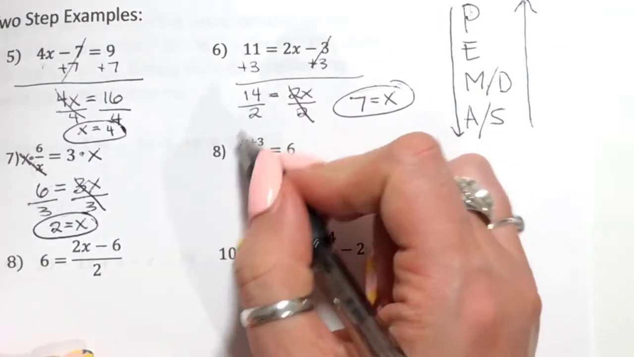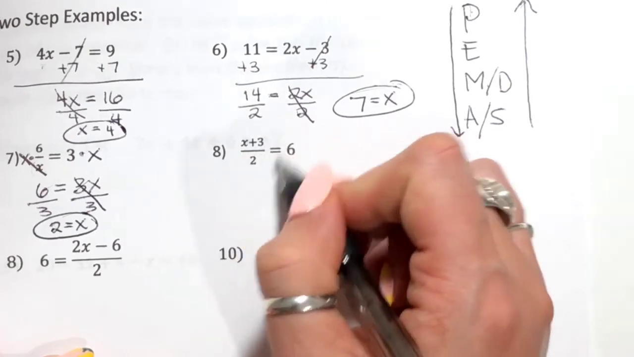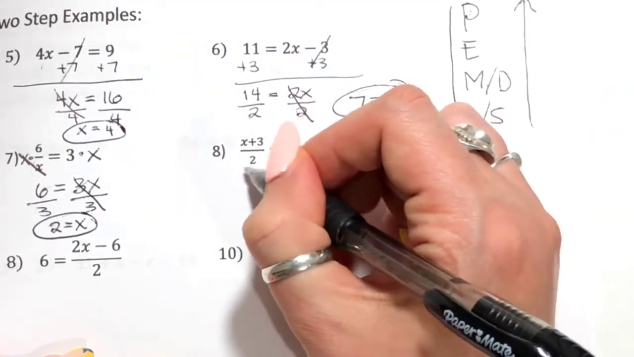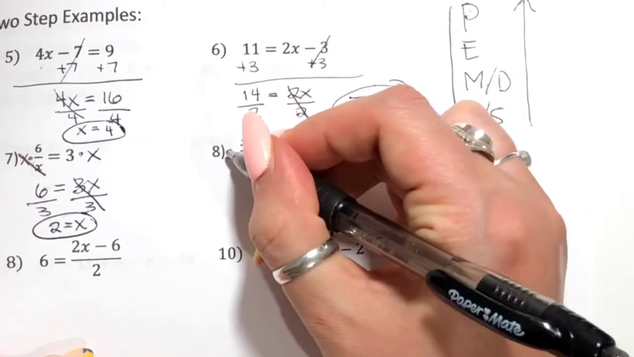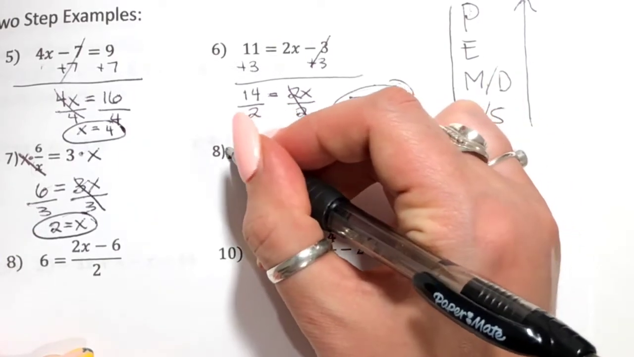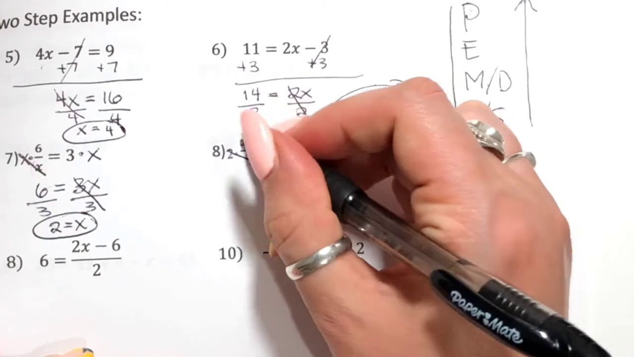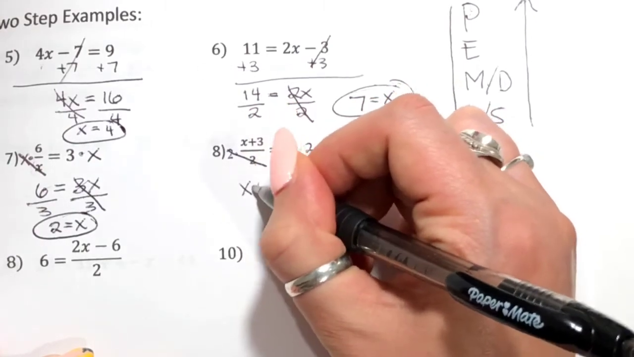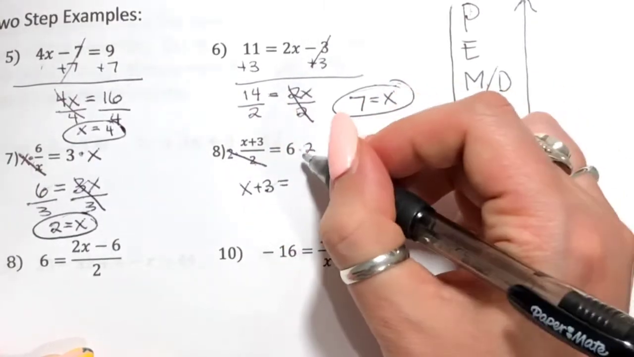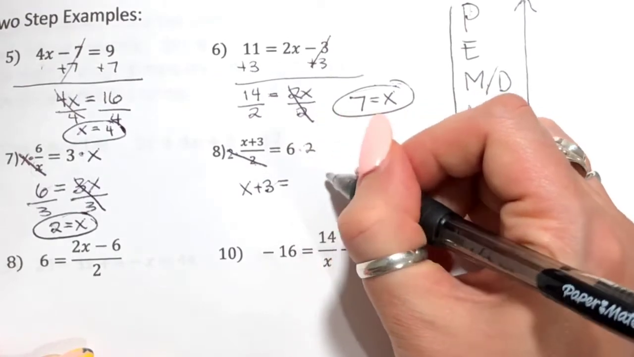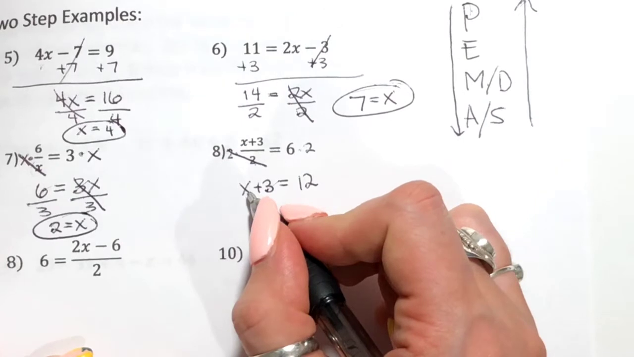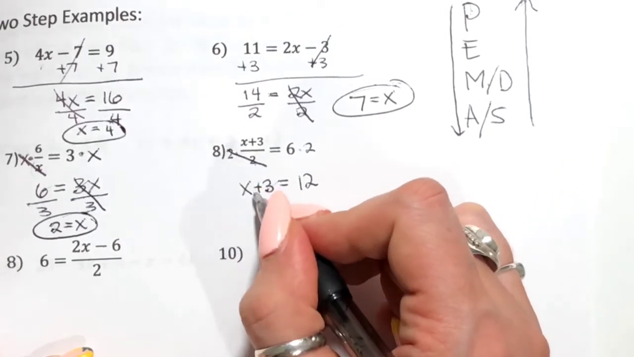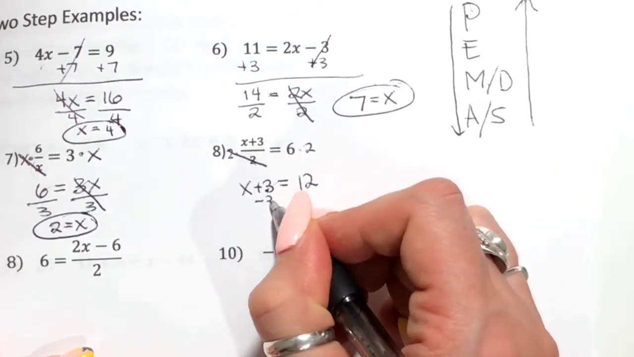Okay, number 8, we've got another fraction here. So again, we don't like fractions, so the first thing we want to do is get rid of the fraction just by timesing by whatever that denominator is. So we're going to times by 2 on each side, because that times by 2 and the divide by 2 will cancel, leaving just the top left over. So x plus 3 is left over and comes down. And then on the right side, we have 6 times 2, which is 12. And then we're still trying to get x alone. So to get x alone now, we need to get rid of the plus 3 by subtracting 3.